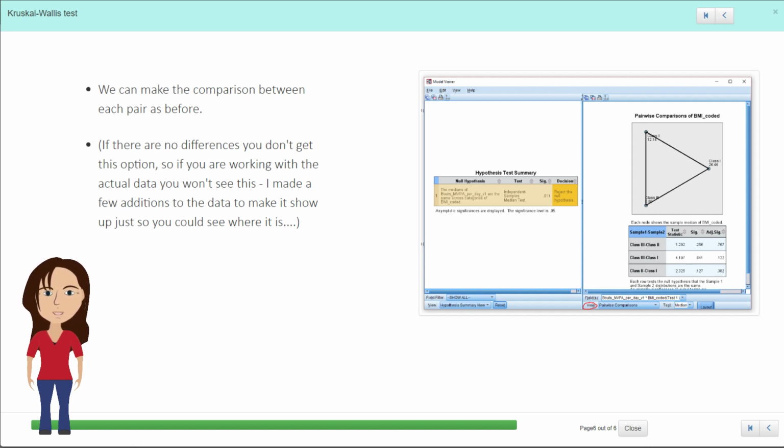Then if we click into the view, we get these pairwise comparisons between class 3 and class 2, class 3 and class 1, class 2 and class 1, and this works the same way as the other ones.